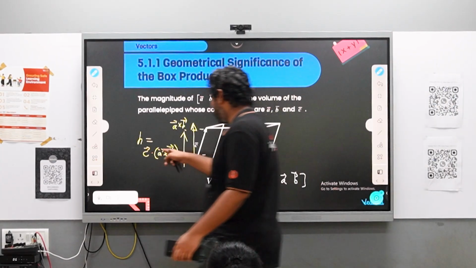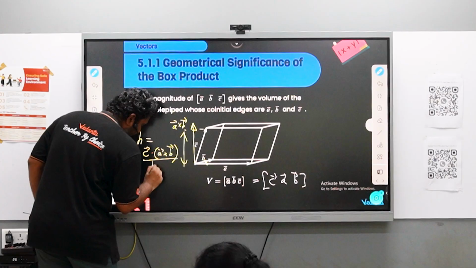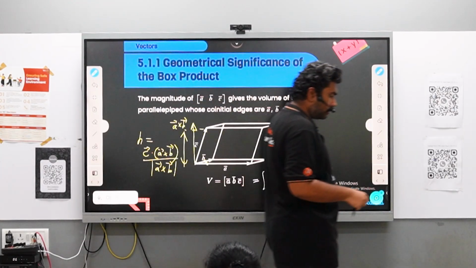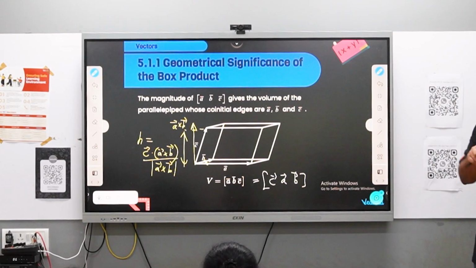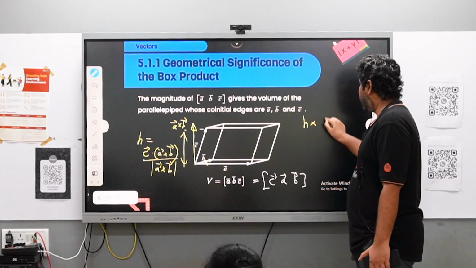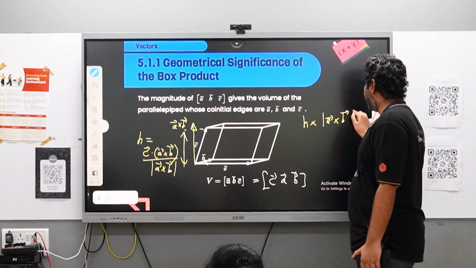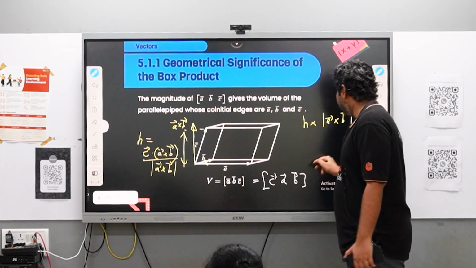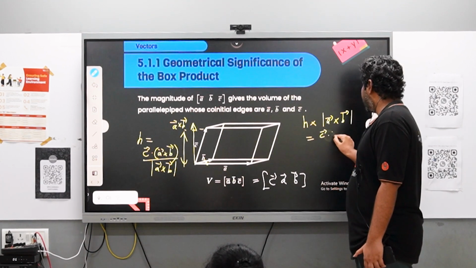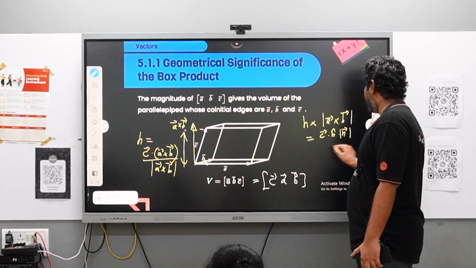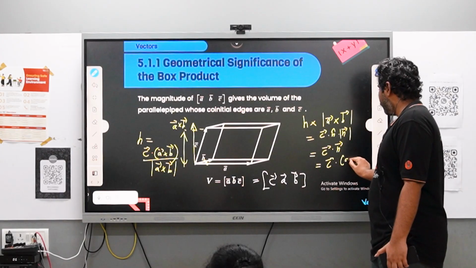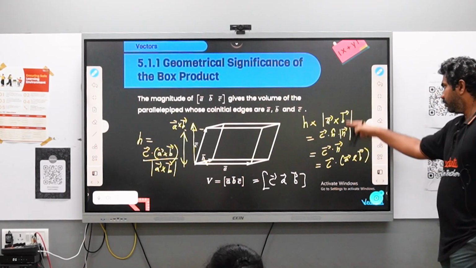Sorry, I didn't mention this on the slide: modulus of A vector cross B vector. That's how we take the projection, right? So basically the n cap, C vector dot n cap. So the height into the base area, modulus of A vector cross B vector, this is just a parallelogram. So what does that give me? Height we know already, that is the projection, C vector dot n cap into modulus of n vector, that is nothing but C vector dot n vector, and that is nothing but C vector dot A vector cross B vector.